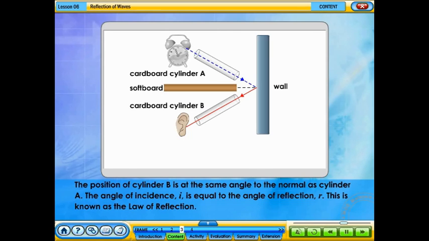The position of cylinder B is at the same angle to the normal as cylinder A. The angle of incidence, I, is equal to the angle of reflection, R. This is known as the law of reflection.